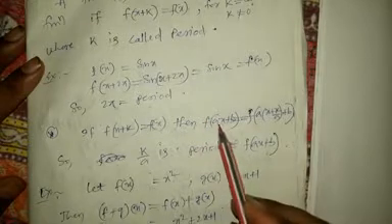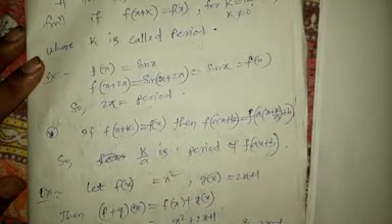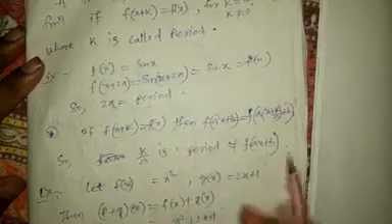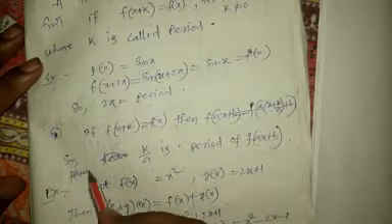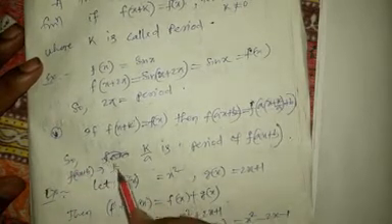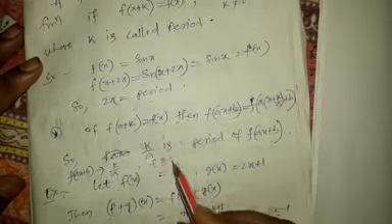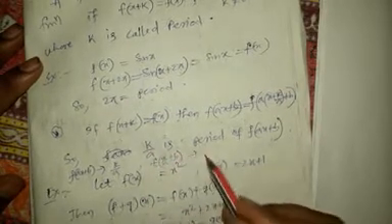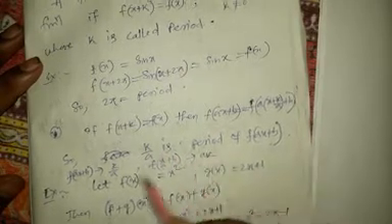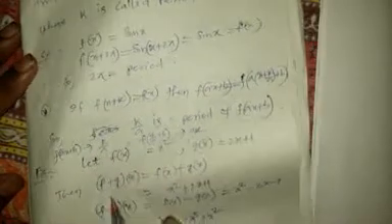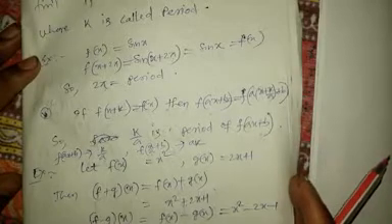f of ax plus b has period k by a. That means whatever multiplication is there, the period of f of ax plus b is k by a. Similarly, the period of f of x by a plus b is a k. Whatever division you multiply it, whatever multiplication you divide it. These are the periodic functions.